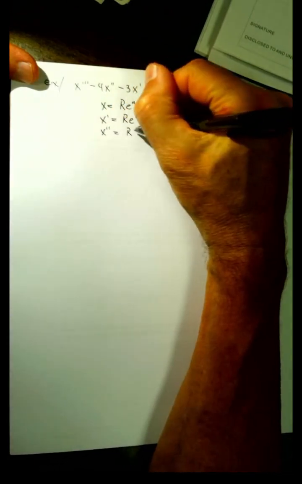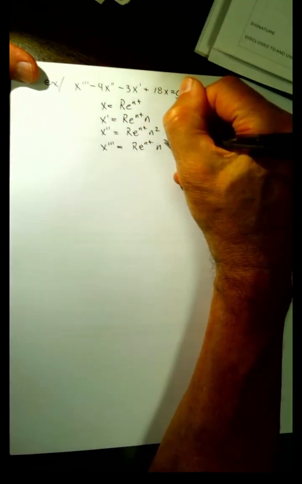So I'm going to assume x equals re to the nt. Now for these derivatives, I'm just going to do them quickly because at this point I'm assuming we're starting to see the patterns. So the first derivative is re to the nt times n. Second derivative is re to the nt times n squared. And the third derivative is re to the nt n cubed. And you should be able to show that on your own at this point. I'm going to plug this into the equation.